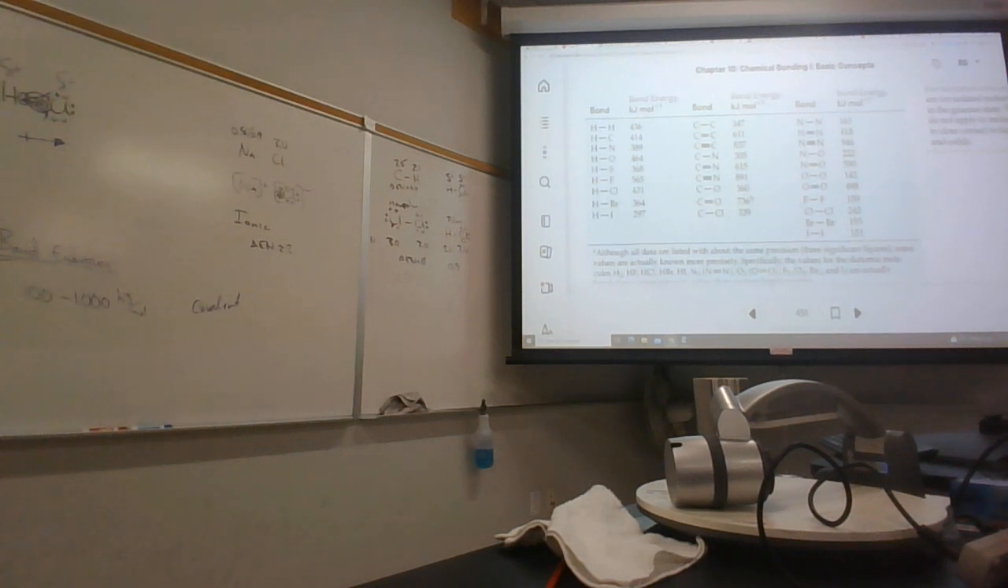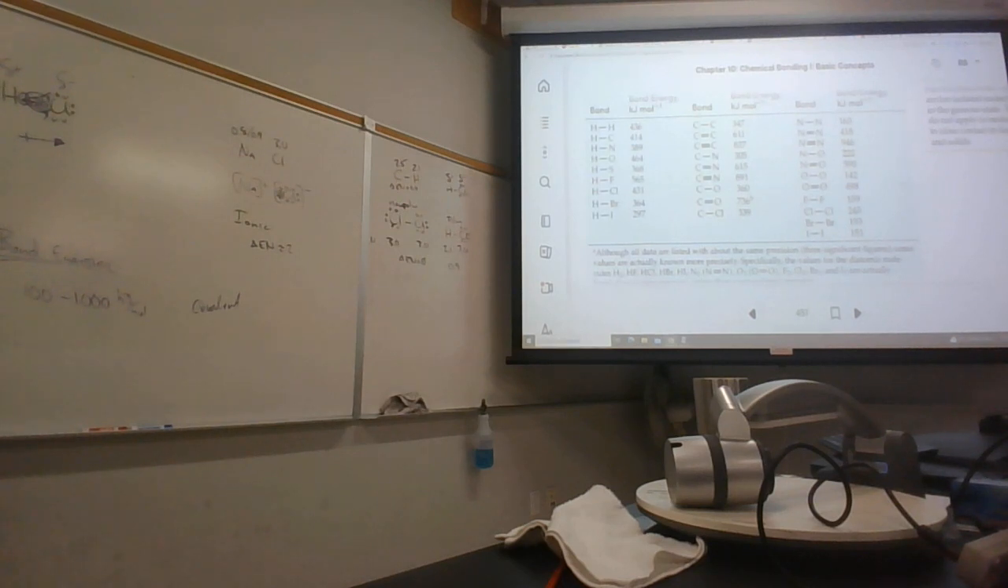mercury is a bit different than what's expected, and that has to do with relativistic effects. Relativistic effects are when the electron energies get so high that the speed of electrons approaches the speed of light and causes some unusual properties that are associated with that.